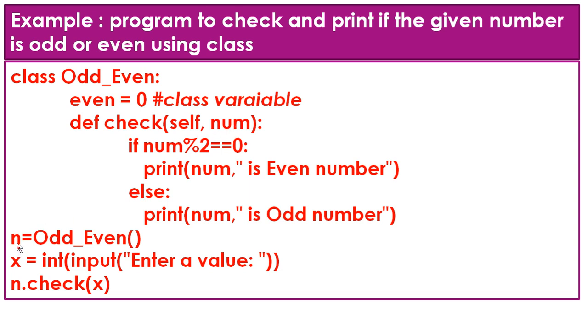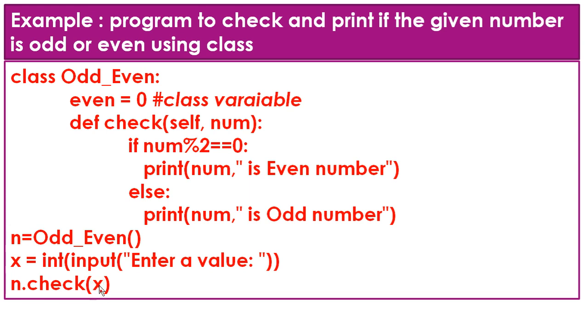This program starts with the main statement n equal to OddEven. Here n is the object of the class, and objects of the class are also called instances of the class. The value of x is taken from the keyboard using the input function. For example, I give the value of x as 5. Now n.check of 5, here we substitute the value 5.